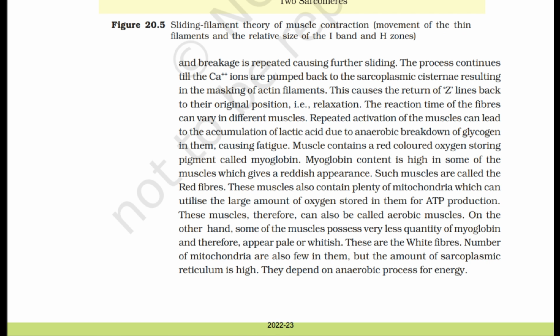On the other hand, some of the muscles possess very less quantity of myoglobin and therefore appear pale or whitish. These are the white fibers. The number of mitochondria is also few in them, but the amount of sarcoplasmic reticulum is high. They depend on anaerobic process for energy.